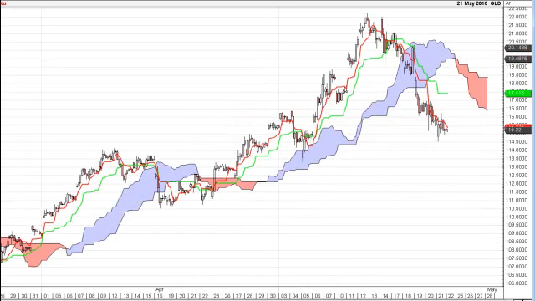I wanted to break down the gold chart just a little bit more. This is the 60-minute chart. As you can see back here at the late April, it really had a great run. Touched the cloud a few times, continued higher and higher, and now it's actually broken the cloud. It broke it on the 19th of May.